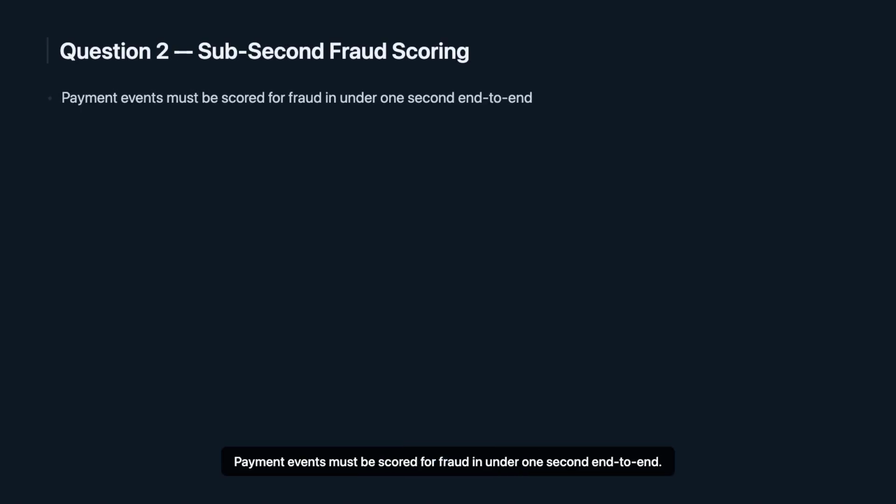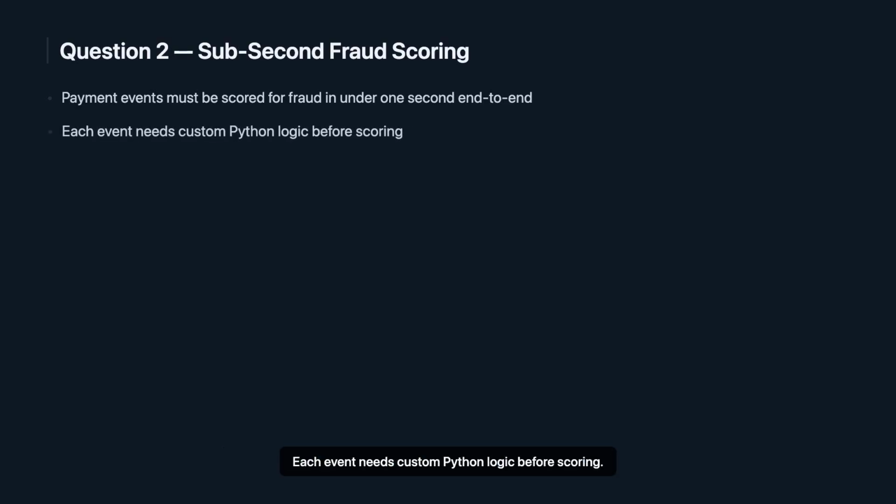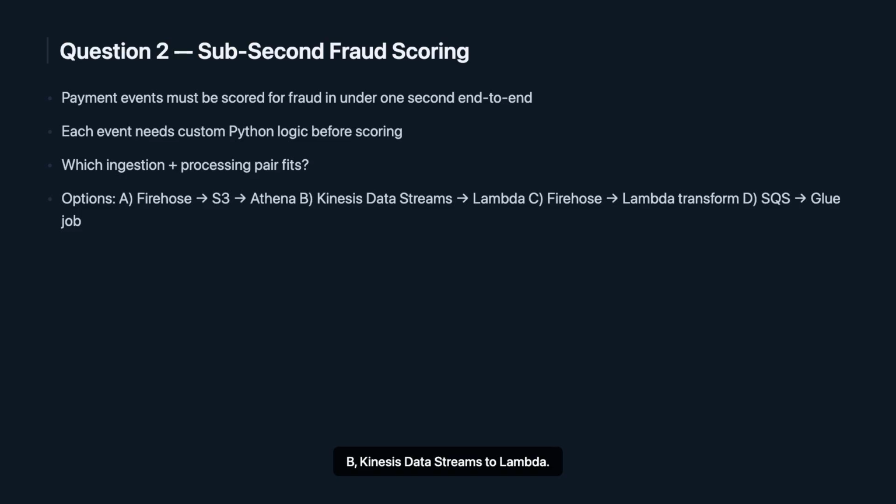Question 2. Payment events must be scored for fraud in under 1 second end-to-end. Each event needs custom Python logic before scoring. Which ingestion and processing pair fits? A. Firehose to S3 to Athena. B. Kinesis Data Streams to Lambda. C. Firehose with a Lambda transform. Or D. SQS to a Glue job. The qualifier is sub-second. Pause and think about which options that single phrase eliminates.